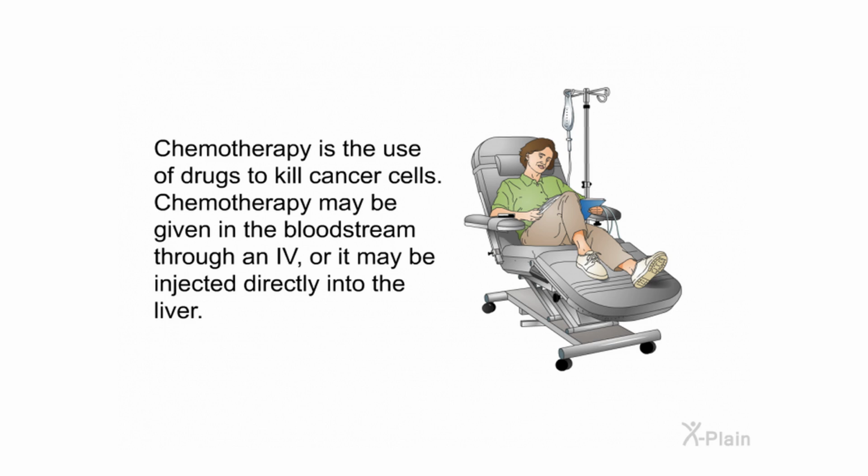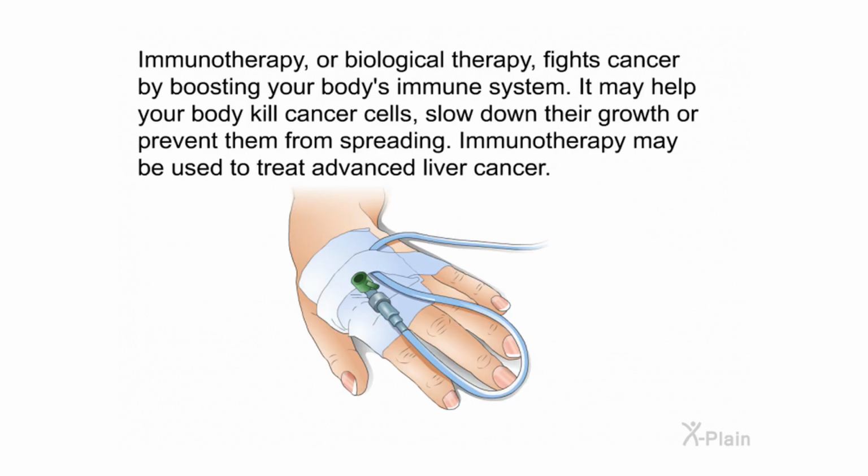Chemotherapy is the use of drugs to kill cancer cells. Chemotherapy may be given in the bloodstream through an IV, or it may be injected directly into the liver. Immunotherapy, or biological therapy, fights cancer by boosting your body's immune system. It may help your body kill cancer cells, slow down their growth, or prevent them from spreading. Immunotherapy may be used to treat advanced liver cancer.